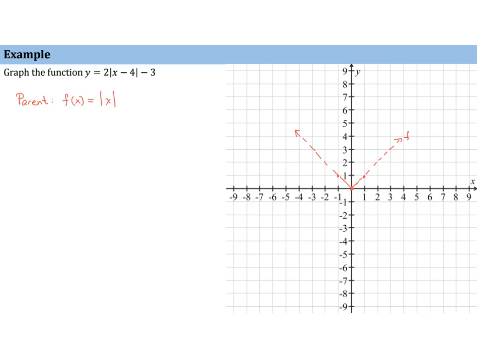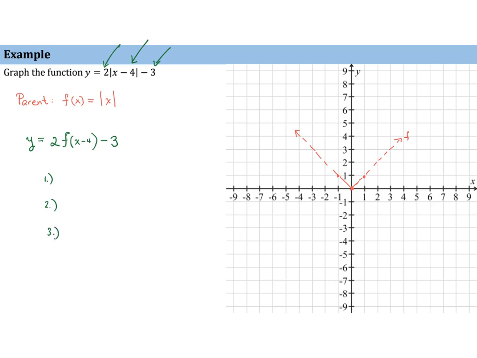So let's take a look at what are the things that are being done to our parent function. We see a subtraction of 4, a multiplication of 2, and a subtraction of 3. So let's first rewrite y in terms of f. Well, what goes into the absolute value? x minus 4. So we can say f of x minus 4. And then after that happens, we multiply by 2, and then we subtract 3.